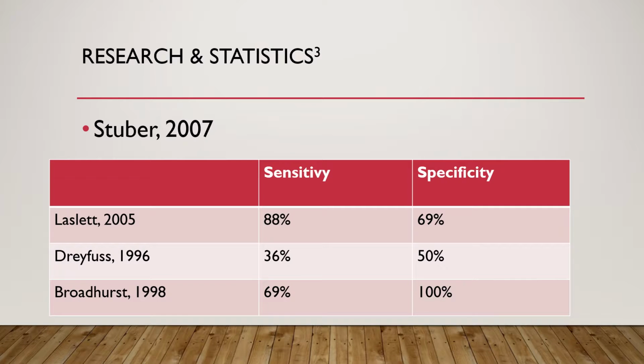Also, Broadhurst used the clinical test before and after the patient received the injection and looked at the change in VAS results to determine positive and negative findings, and the other two studies did not.